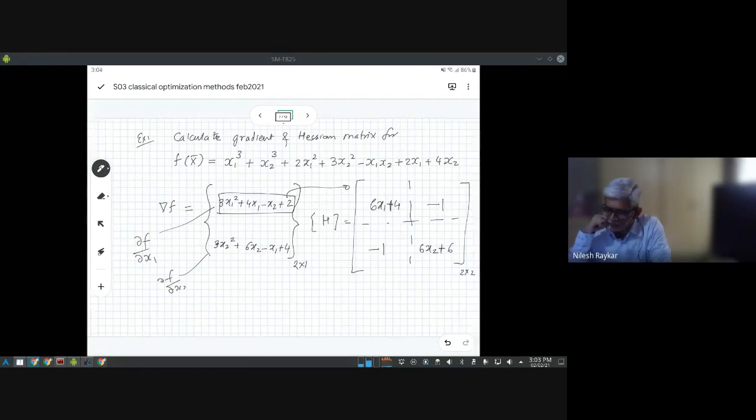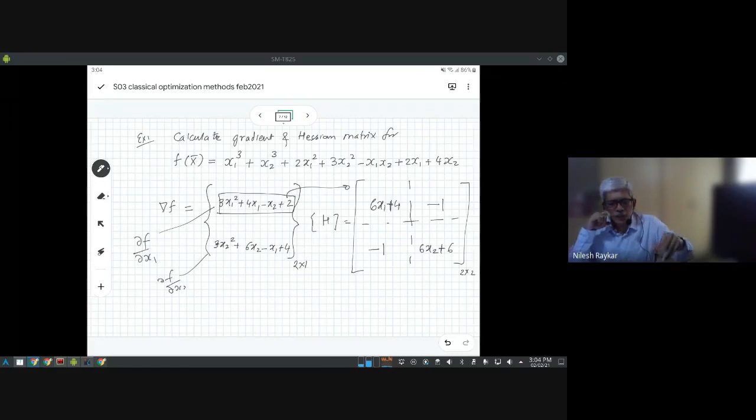Yeah, that's right. That is how these values can be calculated, and if you want to determine them at a specific point, you substitute the magnitudes of x1 and x2, and you will get the value of the gradient vector and the value of the Hessian matrix. Now, having done this, before we go into application of this for the optimization problem, we have yet to understand that property of a matrix which is equivalent to positiveness of a scalar.